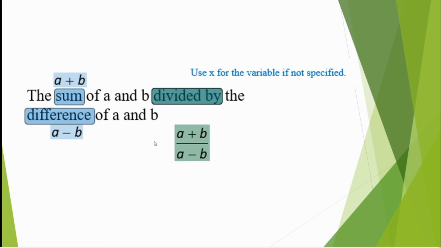So in here, the sum of a and b divided by the difference of a and b. So the sum of a and b is a plus b. And then the difference of a and b is a minus b. So we're just going to have a plus b divided by a minus b.